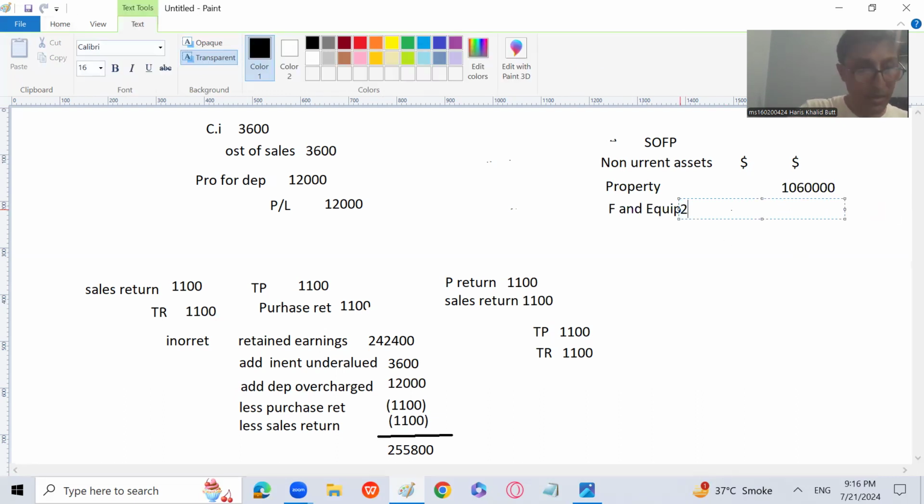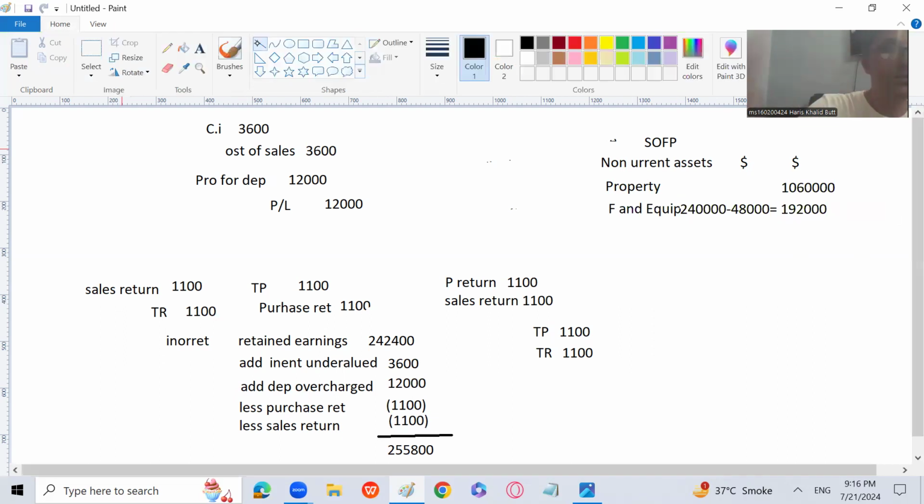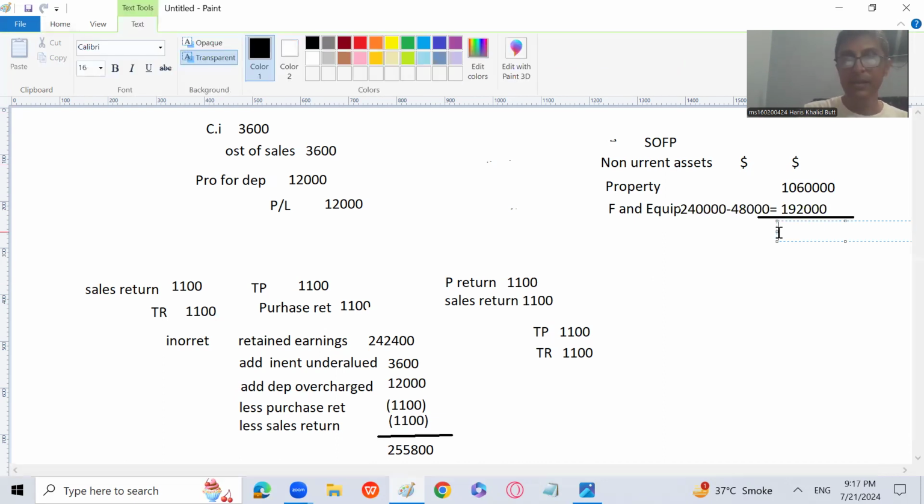You will write over here 2,40,000 cost minus 48,000. You will get the answer, and you can write it over here, and that will become 192,000. And then you will go for the total of this, and you will prepare the balance sheet. The non-current asset section will be completed. Let me calculate it for you. 10,60,000 plus 192,000, that is 12,52,000.